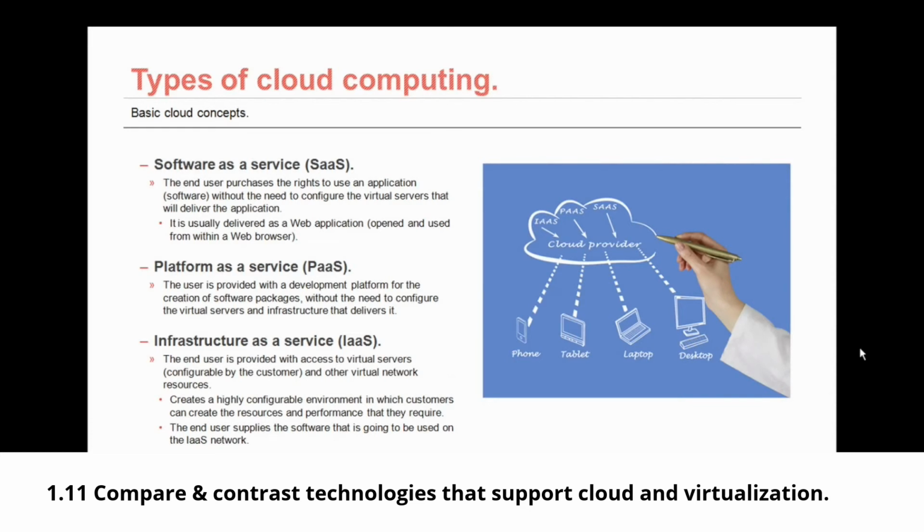And finally, we have infrastructure as a service. This is where the end user is provided with access to virtual servers, configurable by the customer, and other virtual network resources. Their infrastructure is actually virtually provided to them. This creates a highly configurable environment in which customers can create the resources and the performance that they require. The end user supplies the software that's going to be used on the IaaS network, or they purchase it as an additional software as a service.